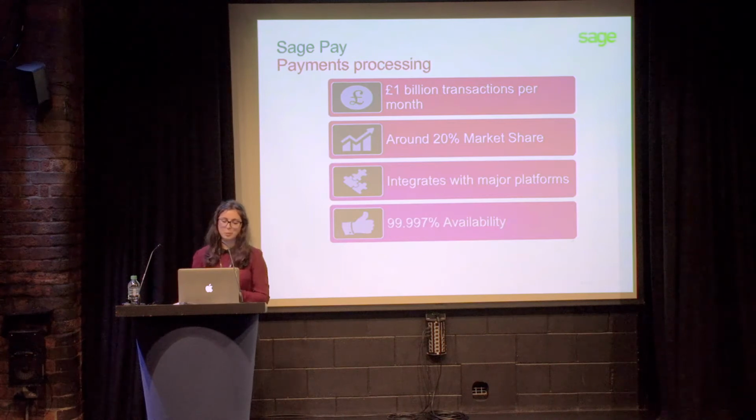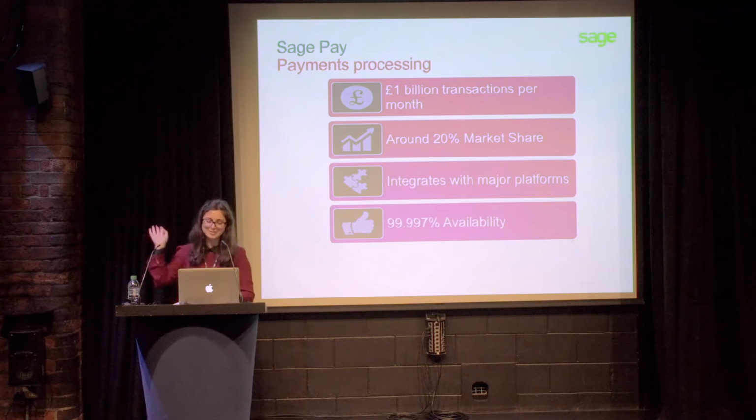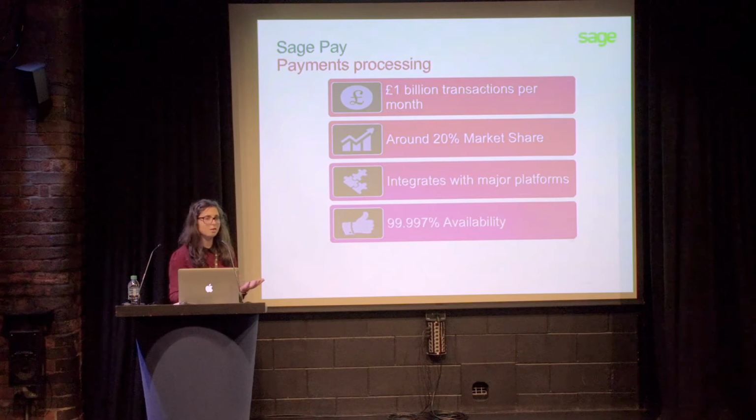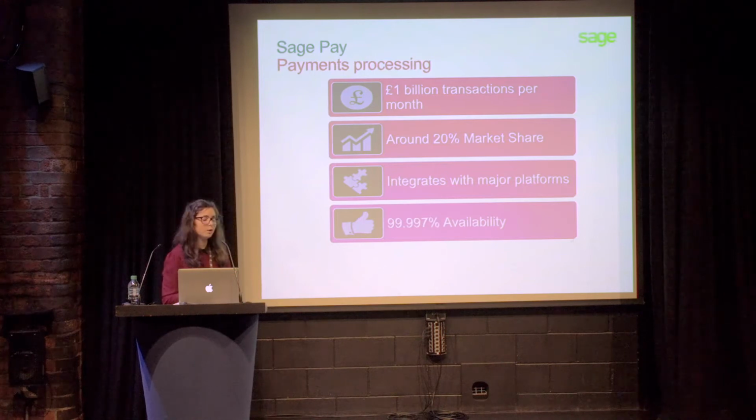So we process £1 billion worth of transactions. We integrate with Magento, and we strive for 99.999997 availability. Those are our business goals, what we want to give to the business, and how do we achieve that? How do we ensure that the business gets what they want and we optimize our development process as much as possible?